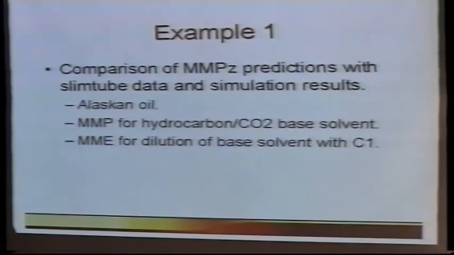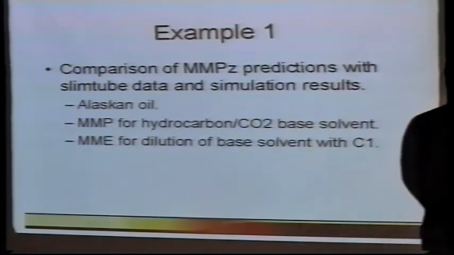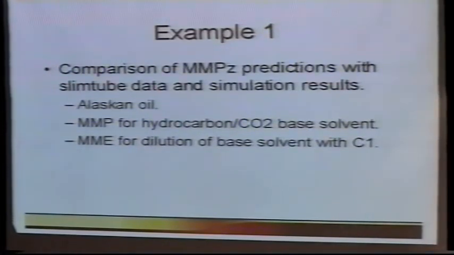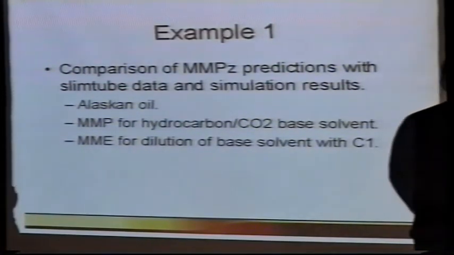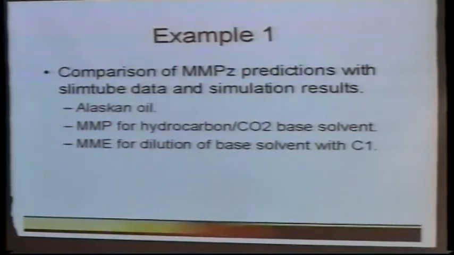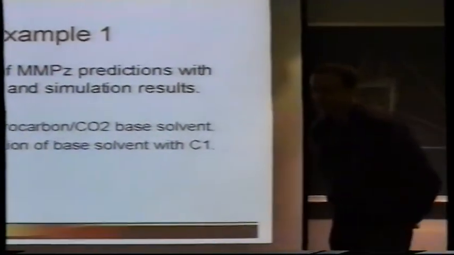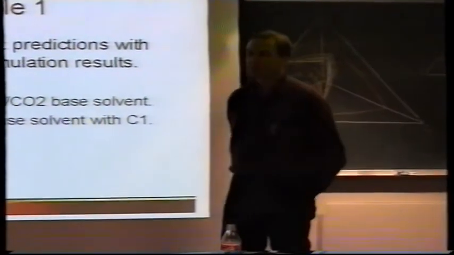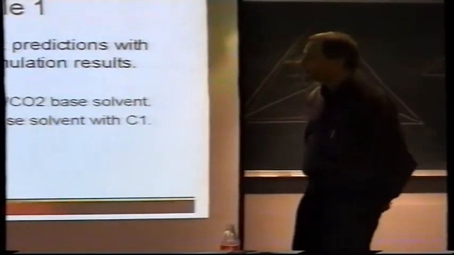So the first example, comparison of Mmpz predictions with slim tube data and simulation results. Now this is a case for an Alaskan oil, and we're going to first look for the MMP for a hydrocarbon CO2 based solvent. So they've got this solvent. It's about 25% CO2, 25% methane, 25% ethane, 20% propane, and 5% butane, or something like that.